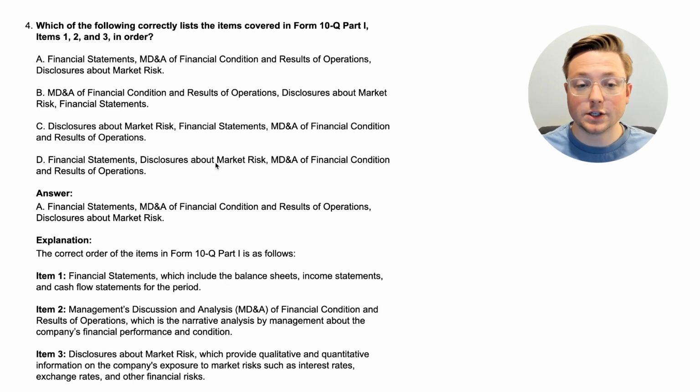I just wanted to have this question here, though, to show you the order. 10Q Part 1, Item 1, 2, 3, goes in the order financial statements, MD&A, market risk. Now let's do that one more time. Item 1, financial statements. Item 2, management discussion and analysis. Item 3, market risk. That's the order of the 10Q that you need to know when it comes to the FAR CPA exam. Let's go to the next question for the 10K.